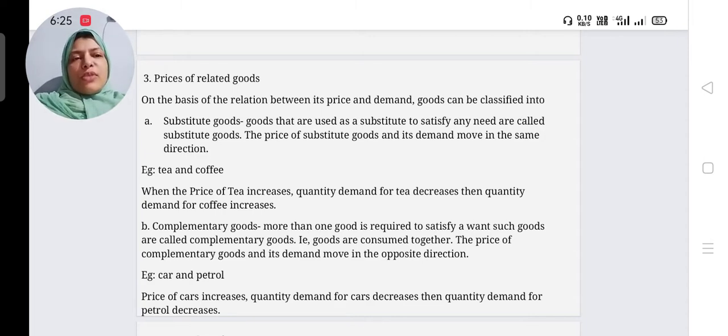For example, tea and coffee. When price of coffee increases, we will use tea. If the price of tea increases, we use coffee. Tea and coffee give the same satisfaction. The price of substitute goods and its demand move in the same direction.